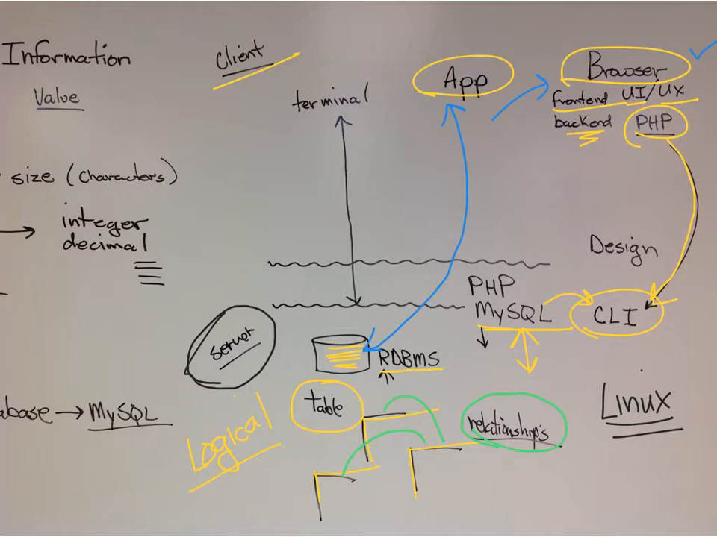So this diagram, though, gives you a good look. MySQL stores it down here. You can have PHP on the server that can manage your command line interfaces, and PHP can be accessed from a browser or an app. What we're going to do, from the terminal, is write the SQL commands in order to create, manipulate, and query this information in the database.